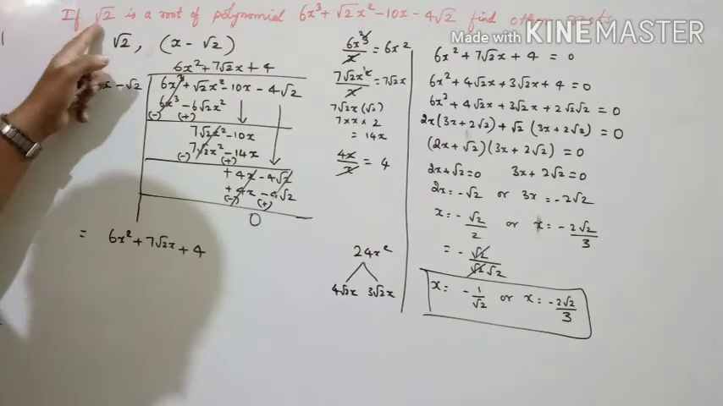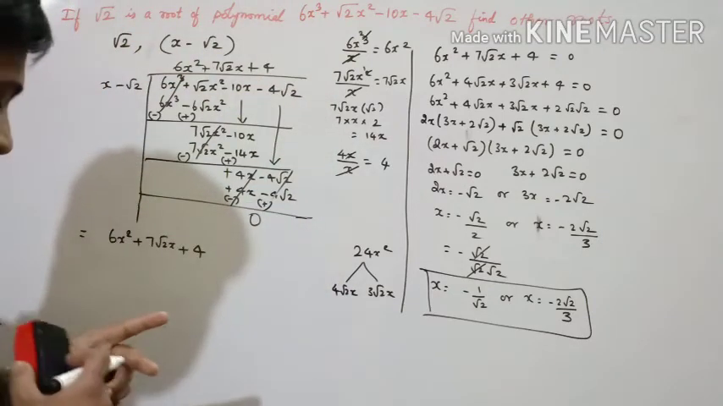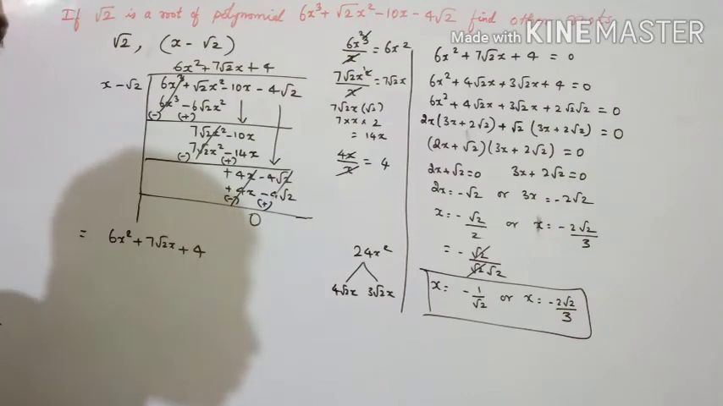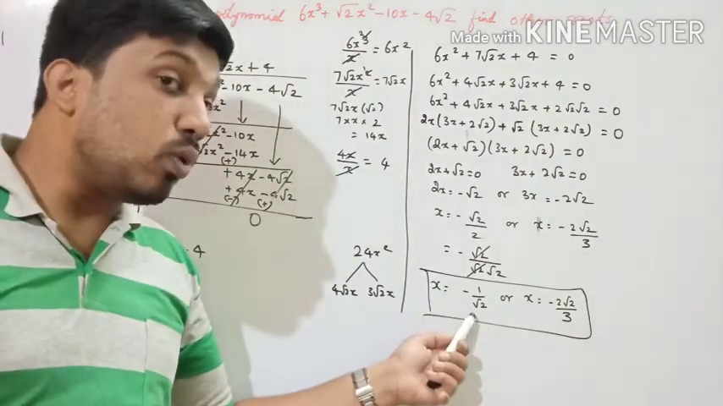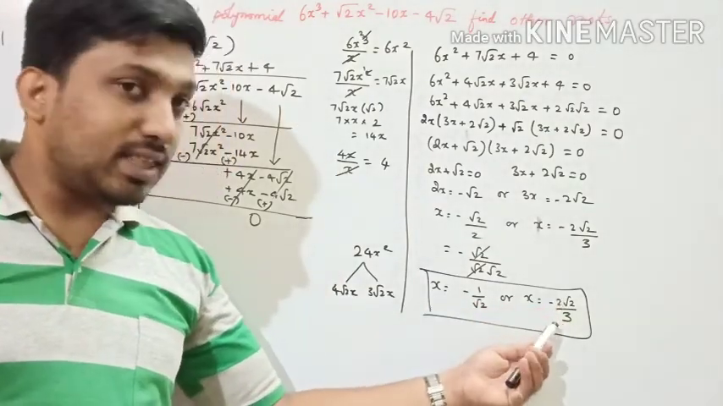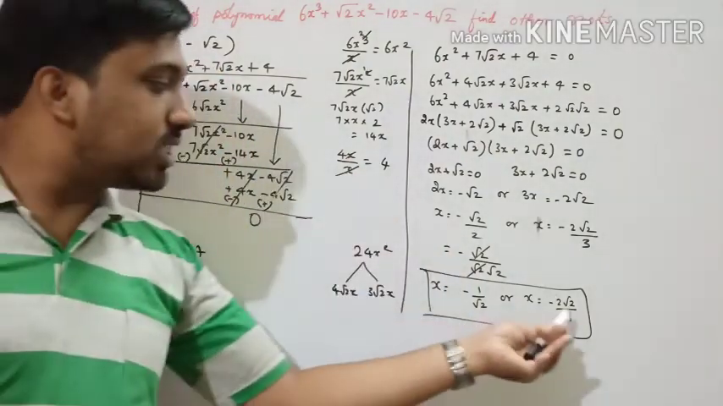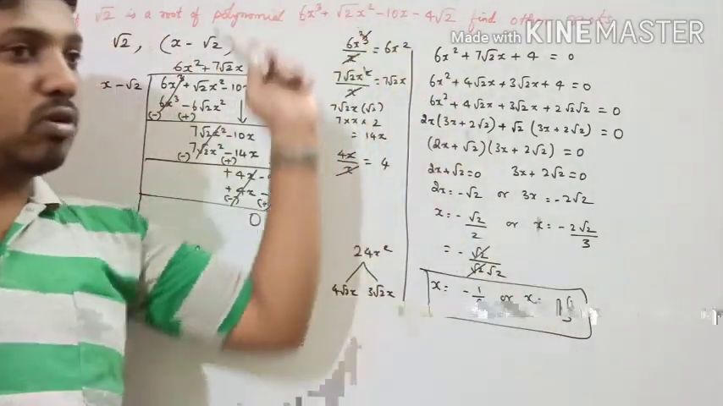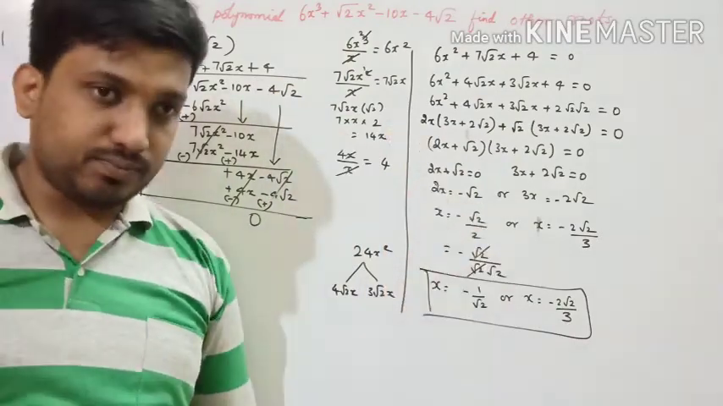Okay, so already root 2 was one of the roots, and based on these calculations we have found the other two roots of the equation, which means exactly when we divide minus 1 by root 2 what number we are going to get, and also minus 2 root 2 by 3 what number we are going to get, and also root 2. At these three places the curve of this polynomial is intersecting or touching on the x-axis of the graph.